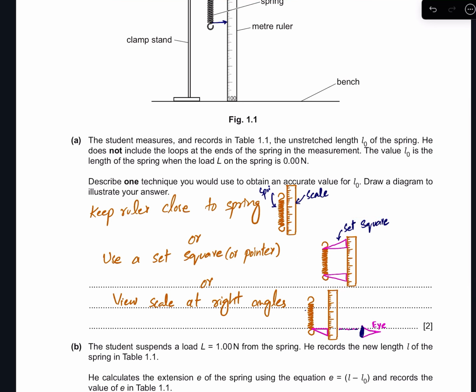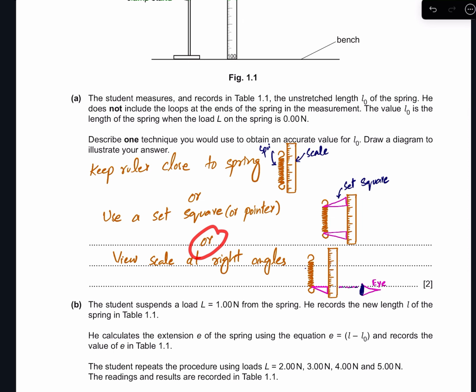अच्छा, third possible answer is the technique to view the scale at the right angle. आपने जो रीडिंग लेनी है that should be right angle parallel to the scale. So that is also called parallax error, right? We have to avoid the parallax error. So in तीनों में से you can write down any answer that will be acceptable. और इन तीनों की अपनी अपनी एक respective pictures हैं जो आपको बनानी पड़ेंगी.